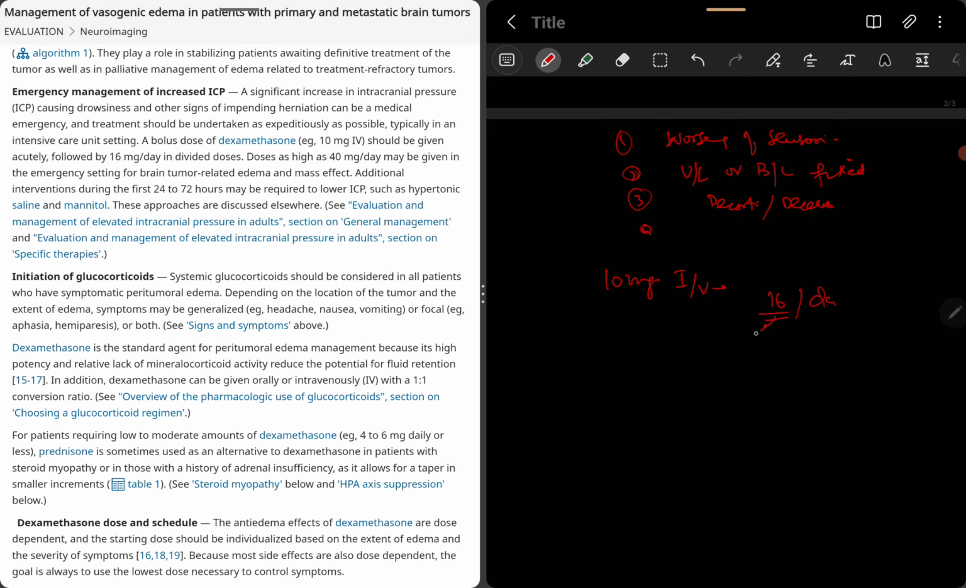You can give 4 mg, like in the form of 8 mg. You can also give 8 mg BD. So this is the dose, and sometimes you can go as high as 40 mg per day as well, in case of an emergency setting for this brain tumor related edema or this mass effect. Other approaches like hypertonic saline and mannitol you can give.